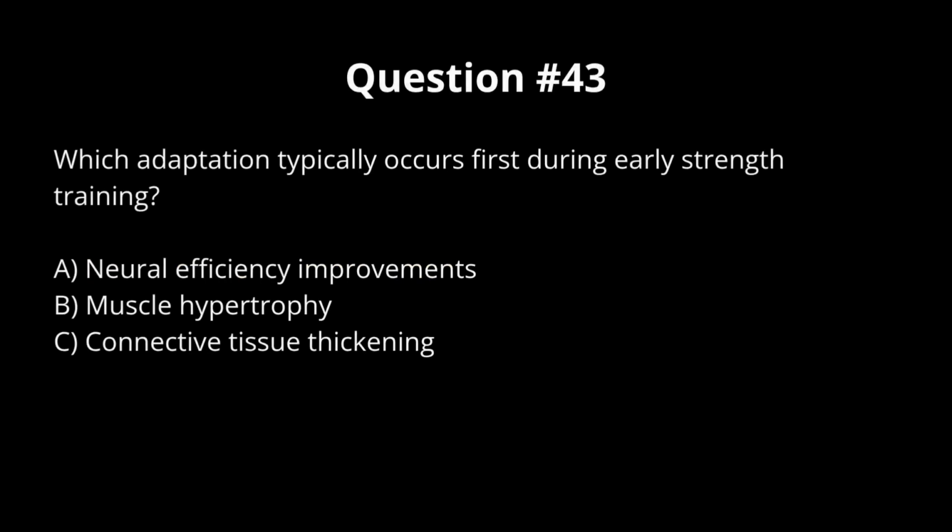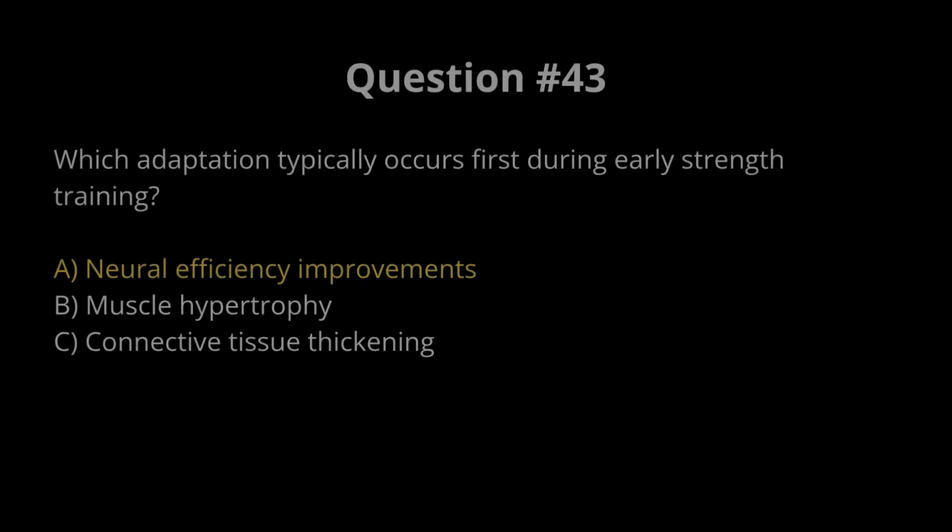Question number 43. Which adaptation typically occurs first during early strength training? A. Neural efficiency improvements. B. Muscle hypertrophy. C. Connective tissue thickening. The correct answer is A. An improvement in neural coordination precedes muscular growth, allowing better activation of existing fibers.